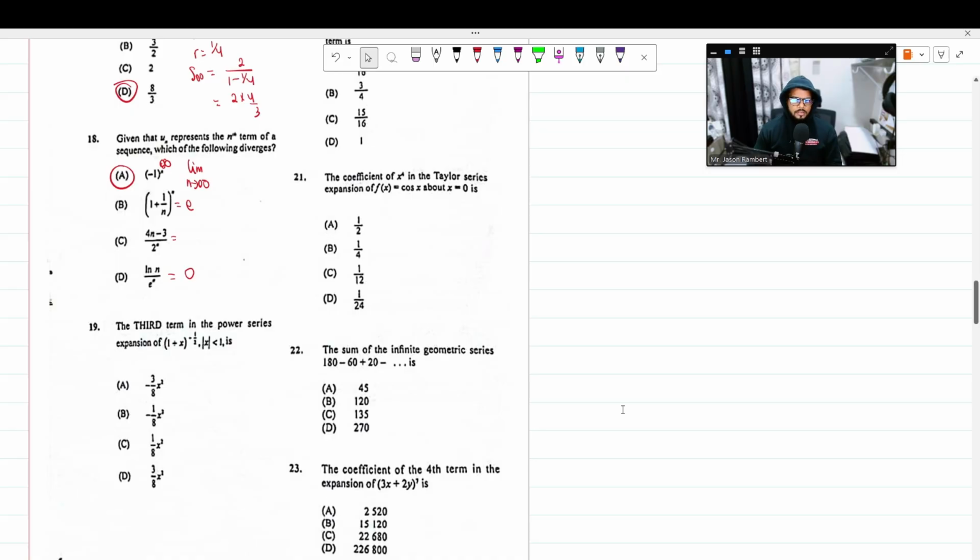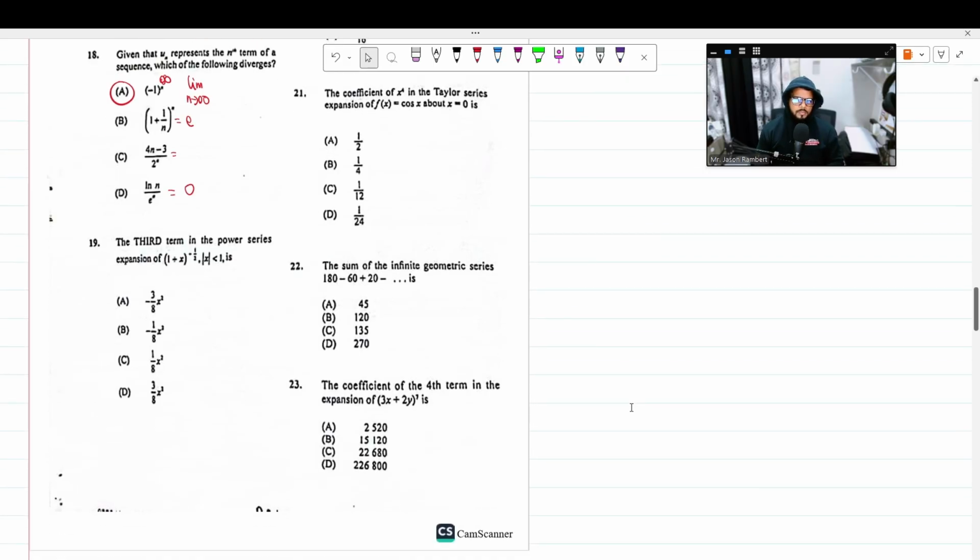Number 19. The third term in the power series expansion of 1 plus x to the minus 1 half. So this is equal to 1 plus minus a half by x plus minus a half into minus a half minus 1 by x squared over 2 factorial. So let me check and see what that is.